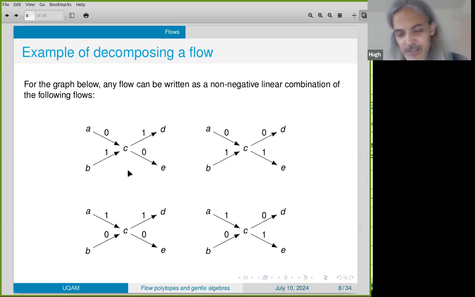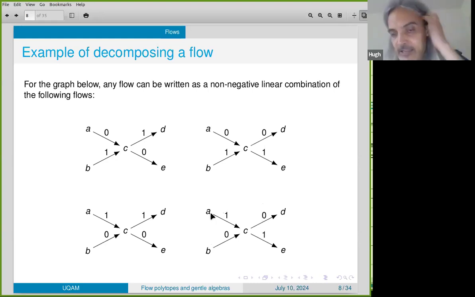And you can sort of convince yourself of that, because however much we have flowing from B into C, well, it sort of flows on to either D or E. And so we can use some of this and some of this to account for that. And similarly, for what's flowing out of A, we can account for that using these.